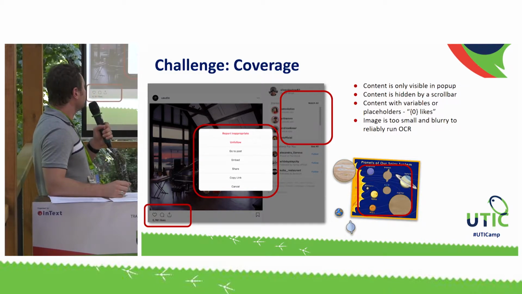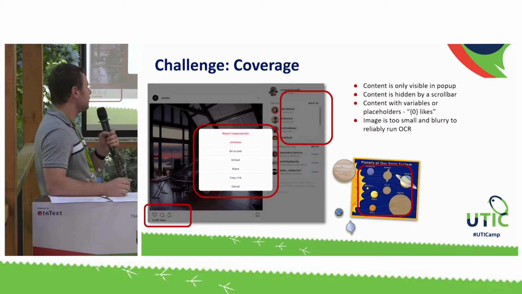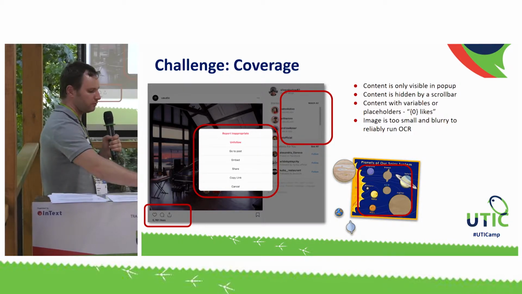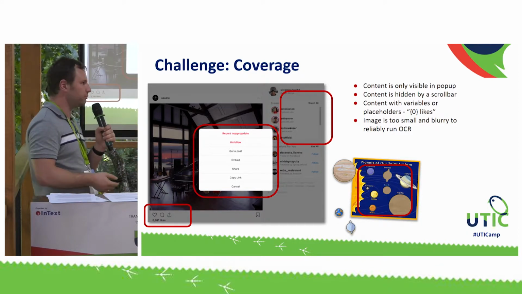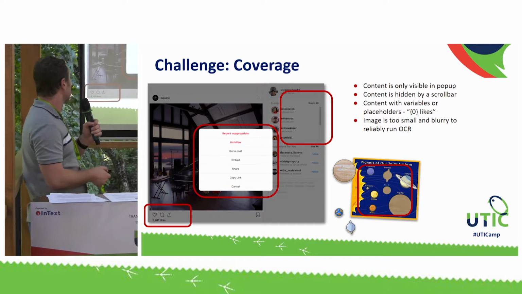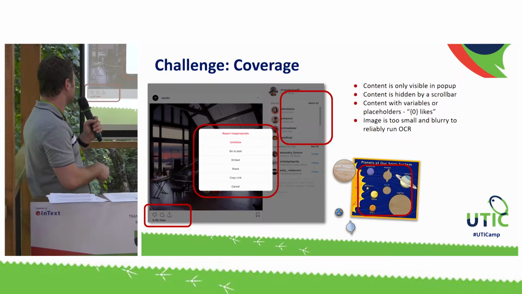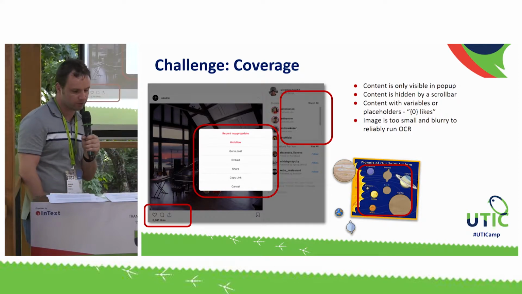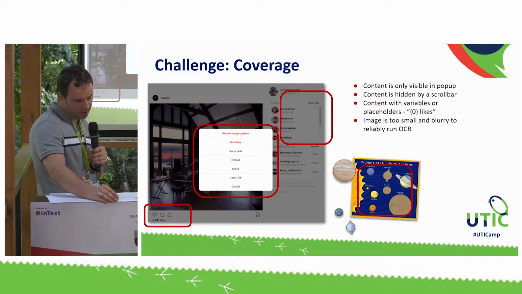So first of all, obviously the content is not visible in a pop-up. You have to invoke the pop-up to actually capture the context for that content, or the content may be hidden by a scroll bar right here. You have to scroll all the way down to reveal the particular content and then capture it. And there is dynamic content represented by a string with placeholders, which is supported by Smartling as well. So all those are pretty hard to get.